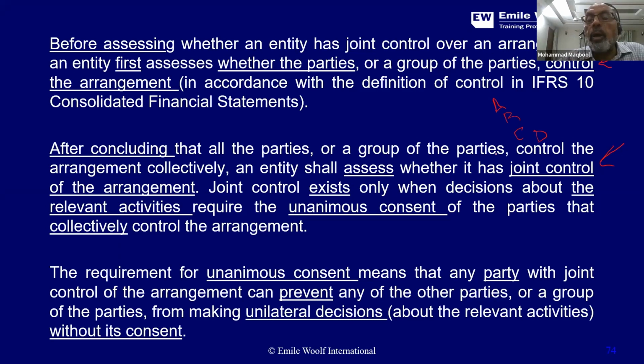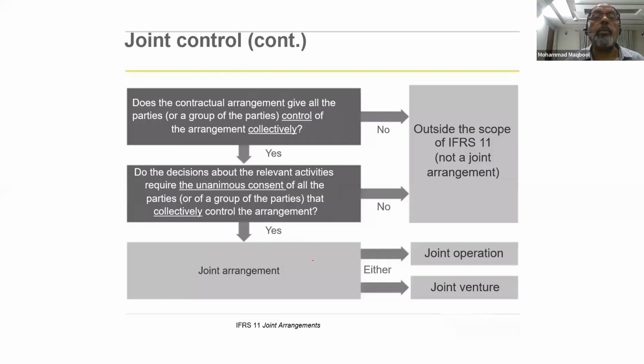Joint control exists only when decisions about the relevant activity require the unanimous consent of the parties that collectively control the arrangement. The requirement of unanimous consent means that a party with joint control of the arrangement can prevent any other party or group of parties from making unilateral decisions. They will be part of the group directing the relevant activity. Without its consent, if the activity cannot be directed, then that investor has joint control.